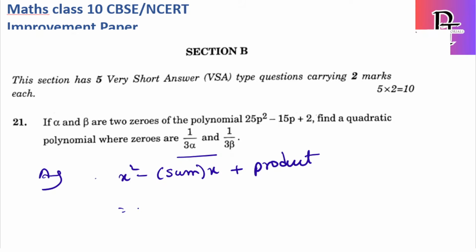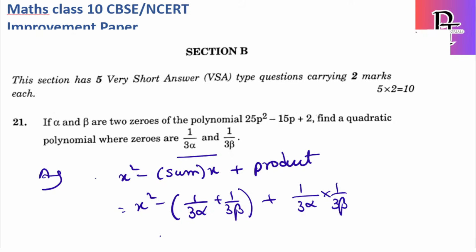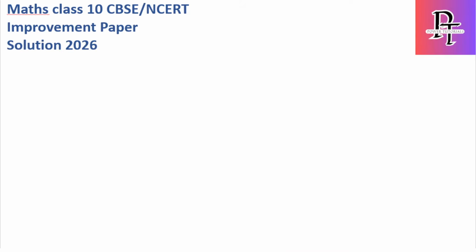Okay, so this becomes x square minus sum of zeros, which is 1 by 3 alpha plus 1 by 3 beta, plus product of zeros, which is 1 by 3 alpha into 1 by 3 beta. If I take 1 by 3 common here, I will get alpha plus beta by alpha beta plus 1 by 9 alpha beta. Okay, let's continue in the next slide.